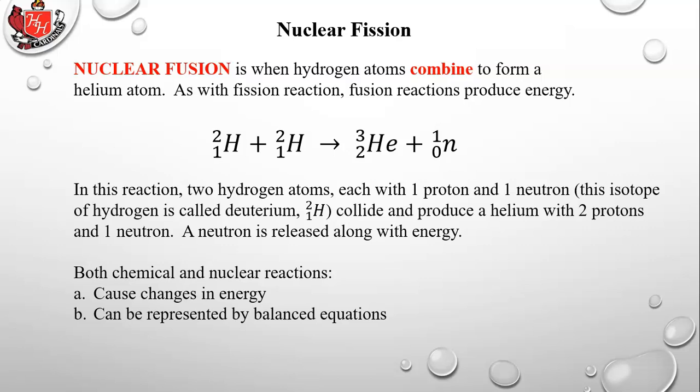So both chemical and nuclear reactions do 2 things. They cause changes in energy, and they can be represented by balanced equations. So again, both nuclear fusion and nuclear fission produce energy. Fusion, this type of reaction here, is how the sun produces energy, by smashing hydrogens into each other to form heliums. That's how the sun and other stars produce energy. Whereas the conventional nuclear power that we use here on Earth in nuclear power plants is nuclear fission. It's splitting atoms. They're trying to develop means of creating energy through nuclear fusion.